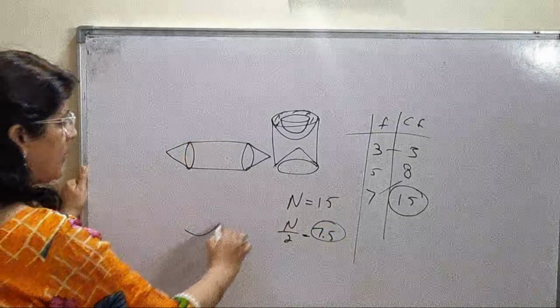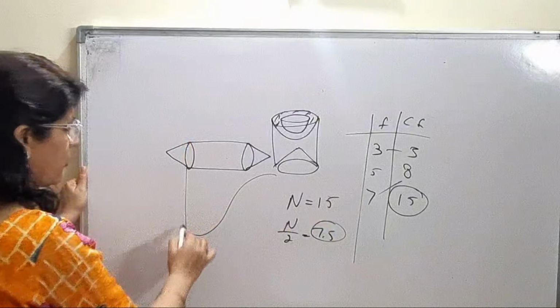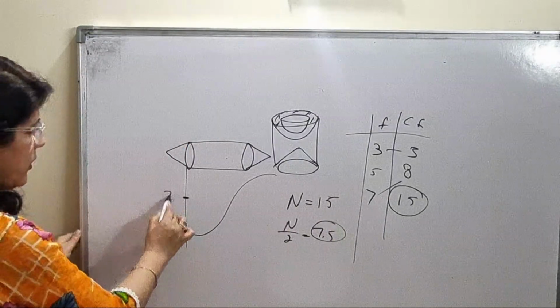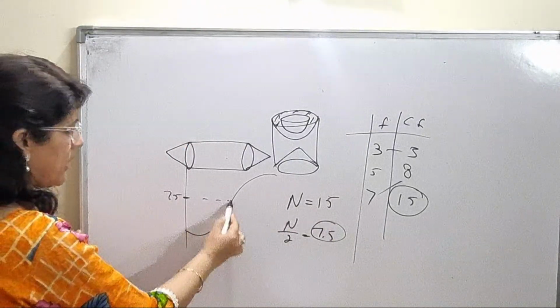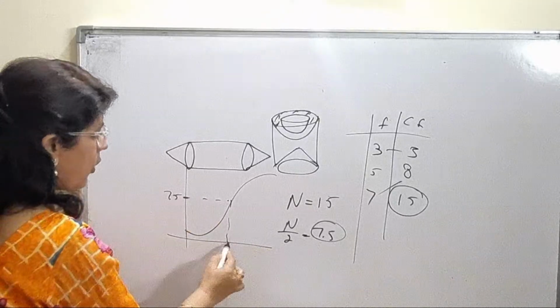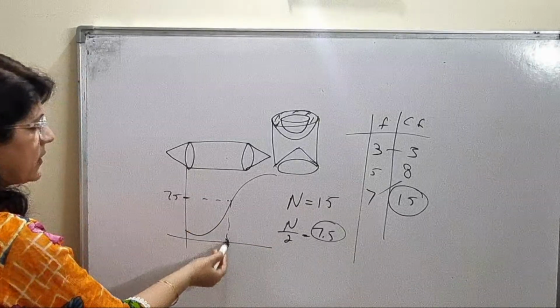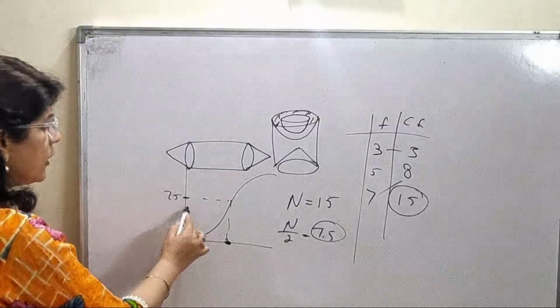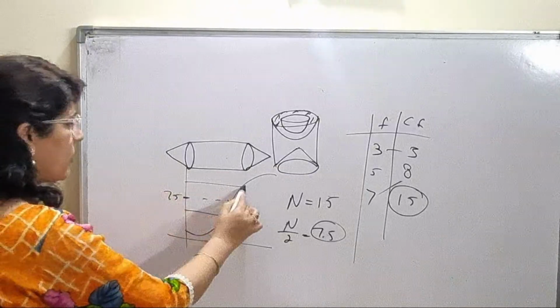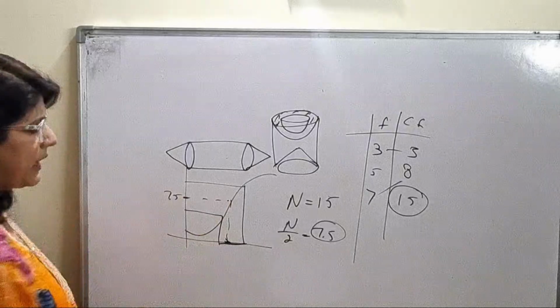From the ogive which I have drawn, search 7.5 here, draw a horizontal line and then draw a vertical line. On this axis, you will definitely get the value of the median. Lower quartile is less than this, upper quartile is more than this, and the interquartile range is the difference of these.